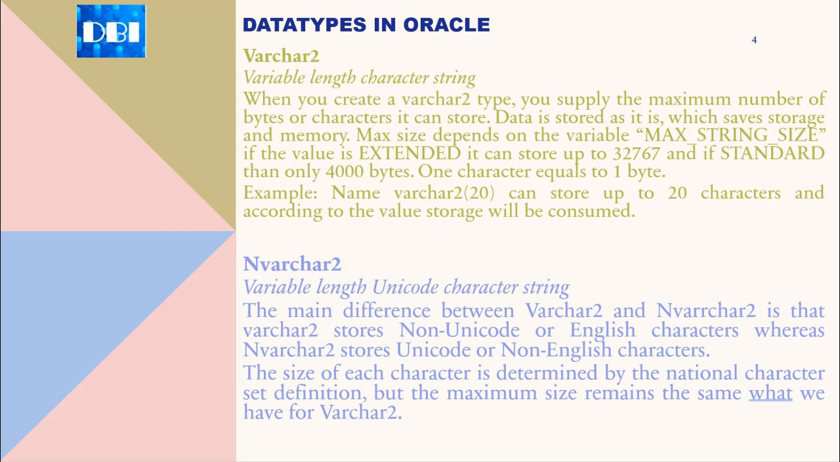NVarchar2. Variable length Unicode character string. The main difference between Varchar2 and NVarchar2 is that Varchar2 stores non-Unicode or English characters, whereas NVarchar2 stores Unicode or non-English characters. The size of each character is determined by the national character set definition, but the maximum size remains the same as what we have for Varchar2.